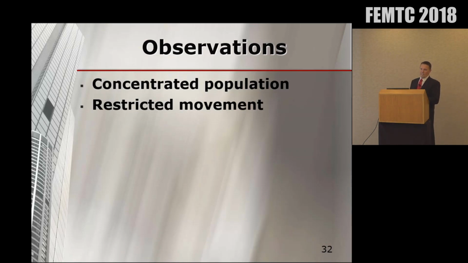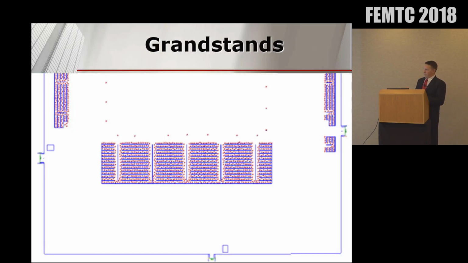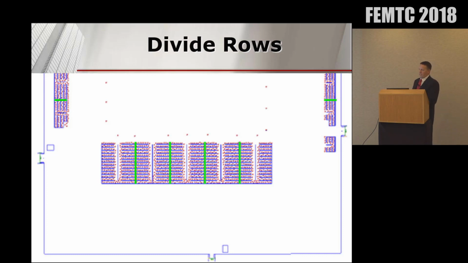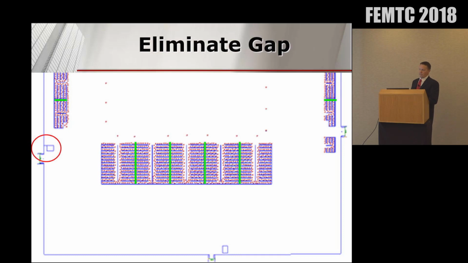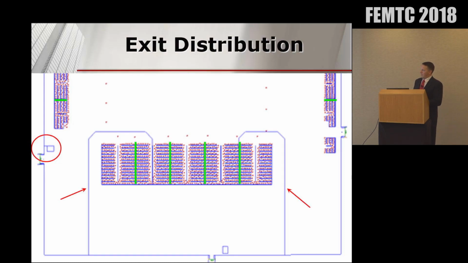So we have a concentrated population with restricted movements. And so how do we overcome these challenges? Well, we can divide the grandstands by putting in lines to force the occupants to use the aisle nearest them. We can close off small gaps, similar to what we heard can happen with Pathfinder. And in order to cause occupants to use all the available exits, we can add these channelizing barriers so that these occupants no longer have access to this exit. They perceive their shortest path to an exit to be around the back of the grandstands.